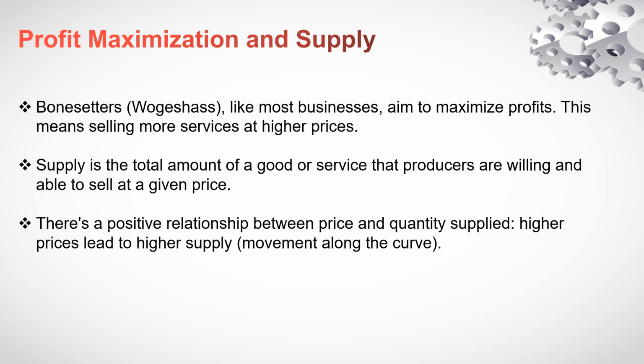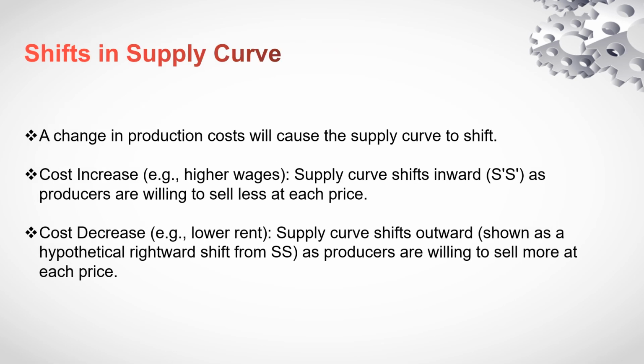Supply is the total amount of goods or services that the producers are willing and able to sell at a given price. There's a positive relationship between price and quantity supplied. Higher prices lead to a higher supply movement. That is what we are also looking for.